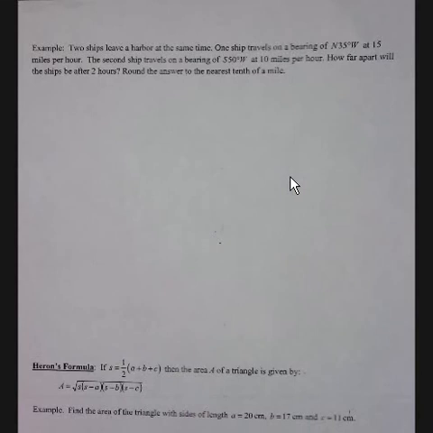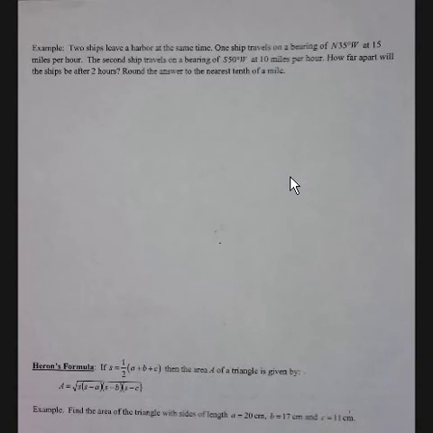So 2 ships leave a harbor at the same time. One ship travels on a bearing of north 35 degrees west at 15 miles per hour. The second ship travels on a bearing of south 50 degrees west at 10 miles per hour. How far apart will the ships be after 2 hours? Round the answer to the nearest tenth of a mile.